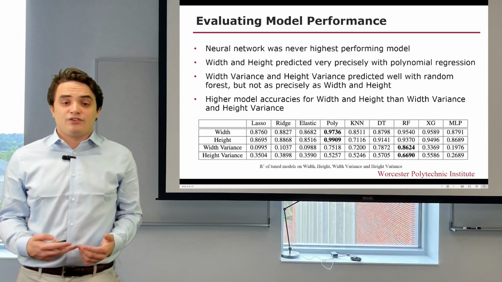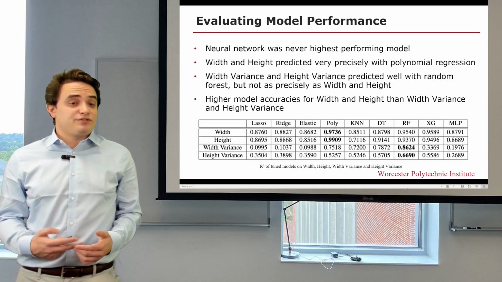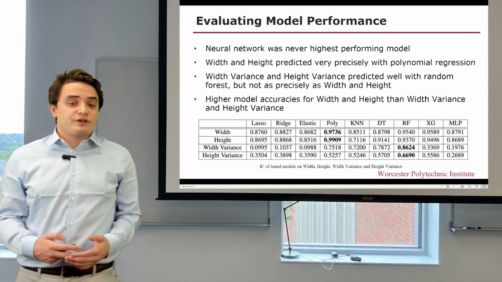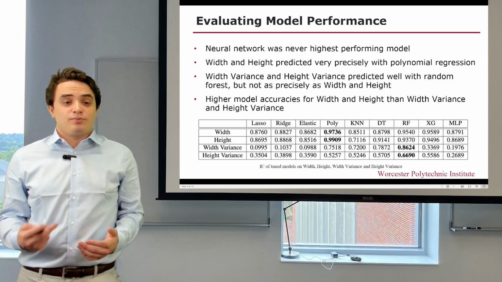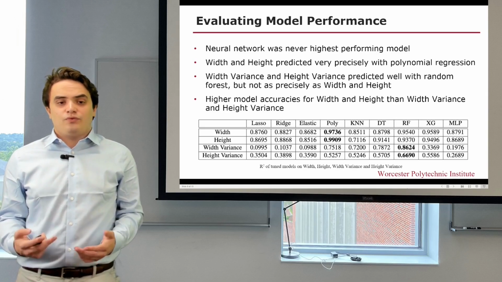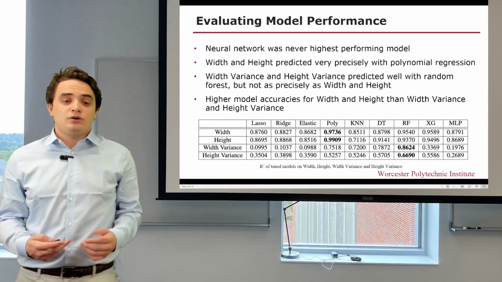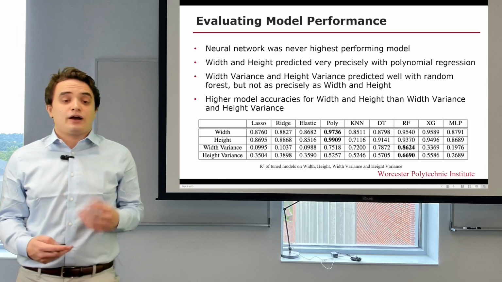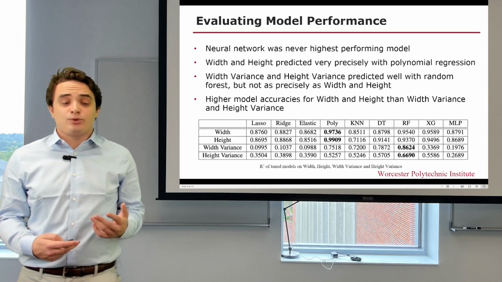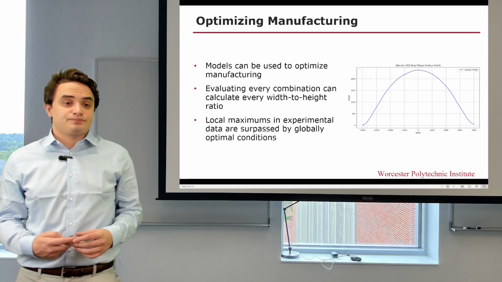For width variance and height variance, we found that an ensemble model, specifically random forest, performed the best, with R-squareds of 0.86 and 0.66 respectively. We found that the width and height were more predictable and more consistent, which is where those higher R-squared values came in, and where a simpler model was capable of predicting these things.